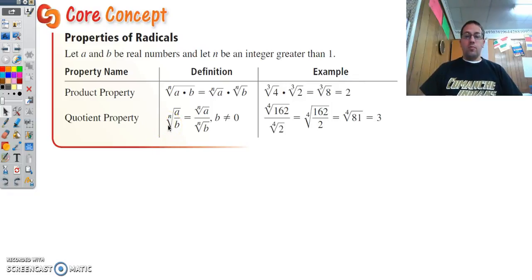Quotient property works the same way. The nth root of a divided by b is the nth root of a divided by the nth root of b, provided that b is not 0, because you can't divide by 0. And again, you'll see it more useful going the other way. So here we have fourth roots, the indexes are the same, so we can just divide the radicands. 162 divided by 2 is 81. So the fourth root of 81, which is 3. And that's how that works, and that's not too bad.